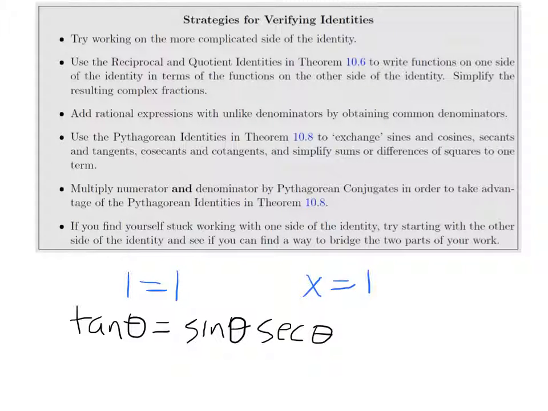X equals 1. X is not always identically 1. It can be any value. It's a variable. So this is not an identity. This would be called a conditional equation.